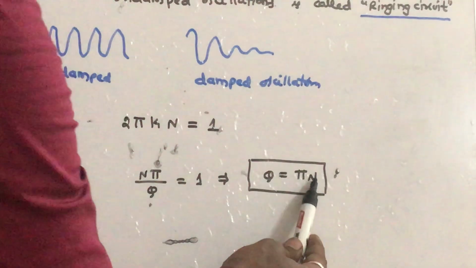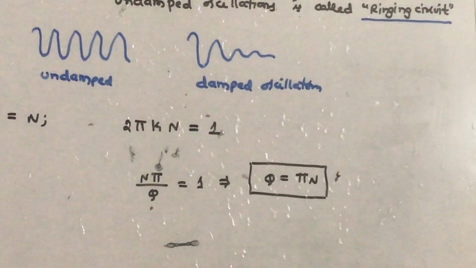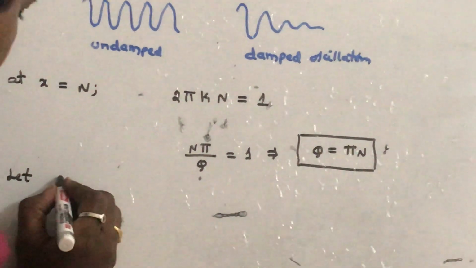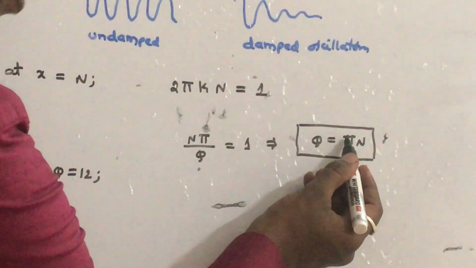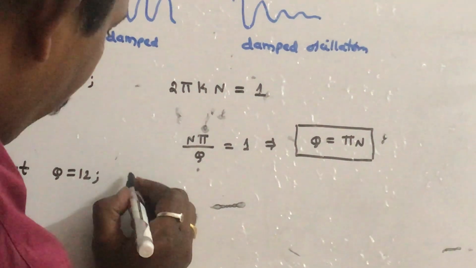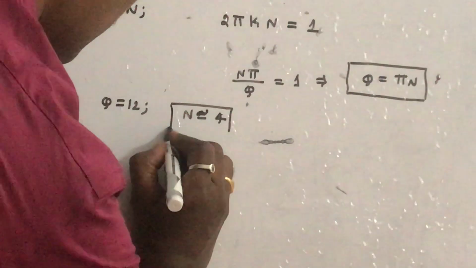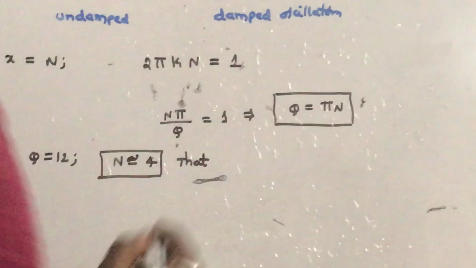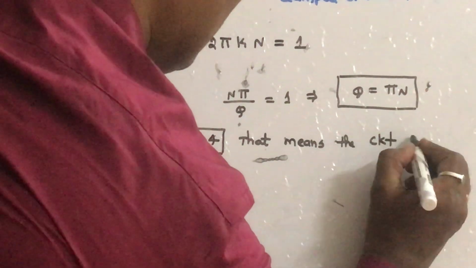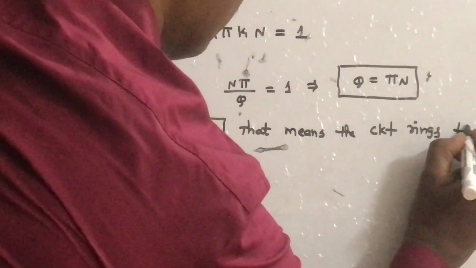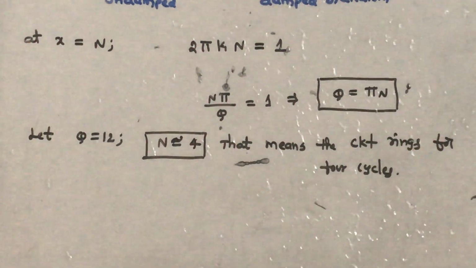So what is N here? N is the number of cycles before which the amplitude of the output reduces to 1 by e times. For example, let the quality factor of the circuit be equal to 12. Then 12 divided by pi, taking pi approximately as 3, gives 4 cycles. So N is approximately equal to 4 in this case. That means the circuit rings for 4 cycles.